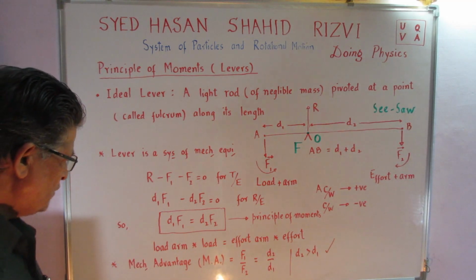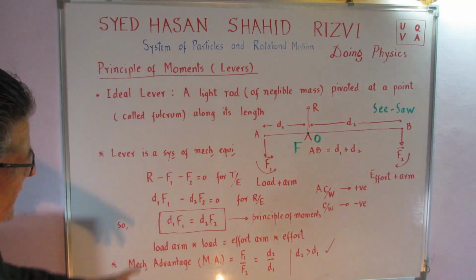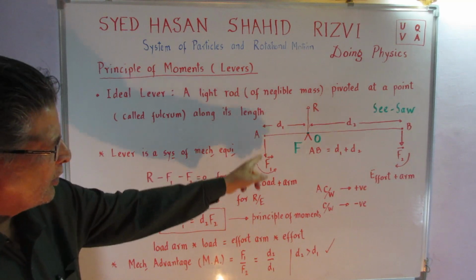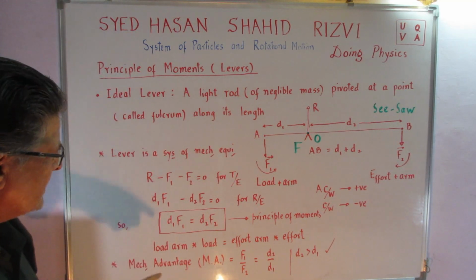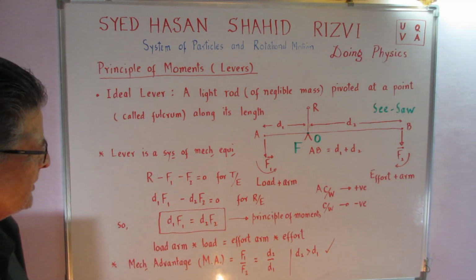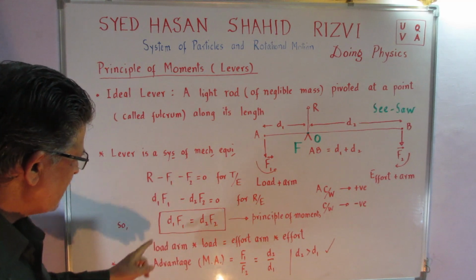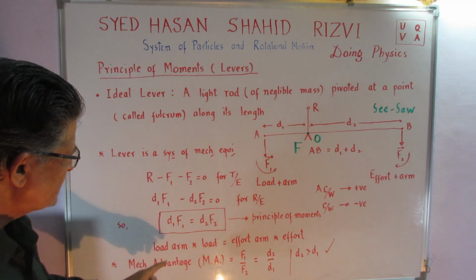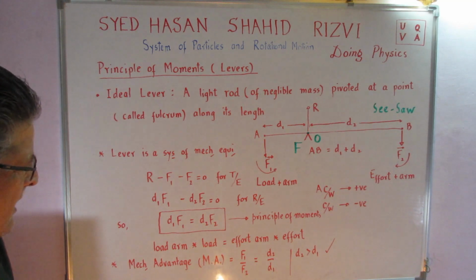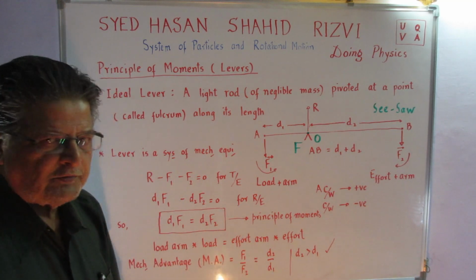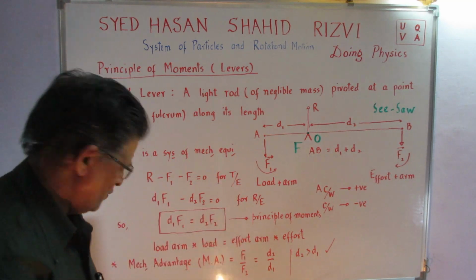So D1 is the load arm. Here, there is a load, and this load is F1, and therefore we call this left-hand side of the equation load into load arm, which is equal to effort into effort arm D2.